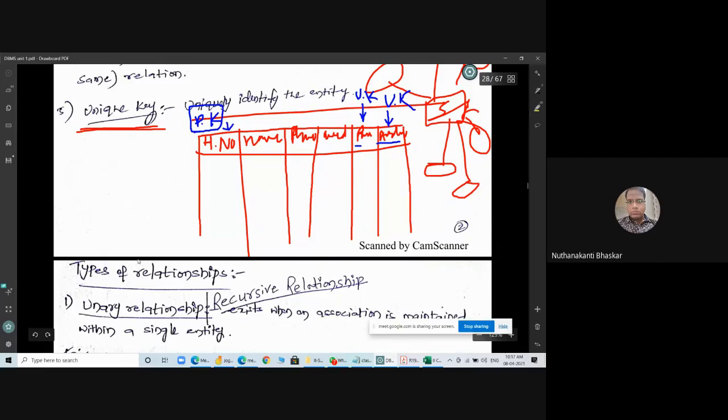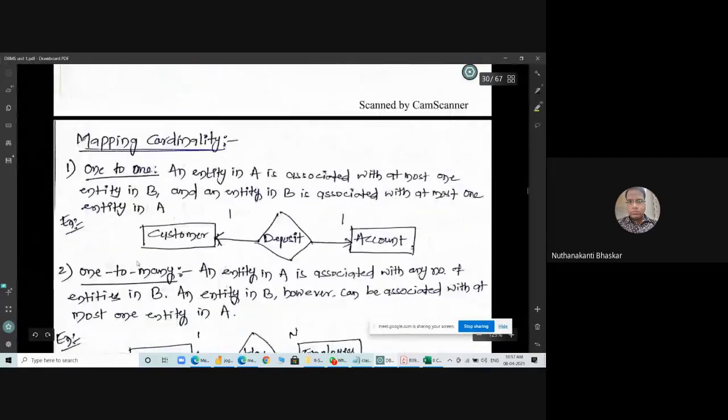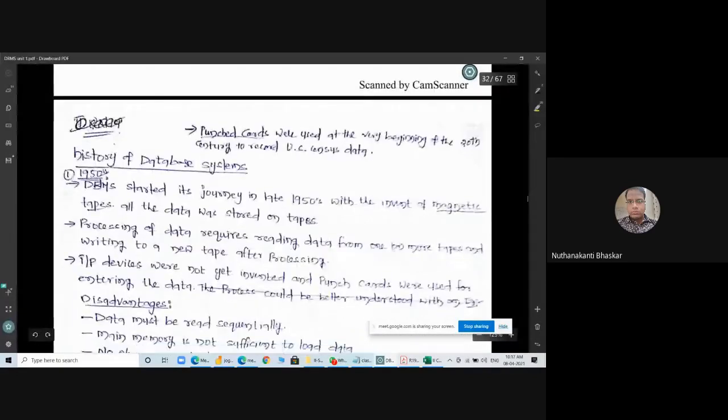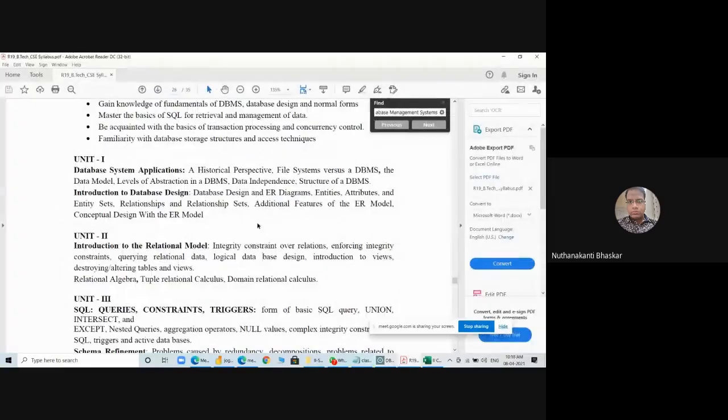Next class, we will go for the types of relationships, mapping cardinality, strong and weak entities, participation constraints, and additional features of the ER model. Only this topic is pending as per the theory for the first unit. What is the meaning of conceptual design with the ER model? You can take any example and design the ER model. I have given 16 case studies. If they ask in the exam to design a conceptual design with the ER model, you can take any one case study and show the complete ER diagram model. Then they can understand. Clear?